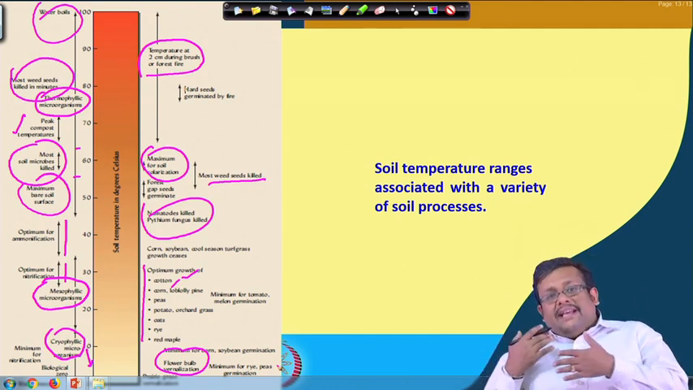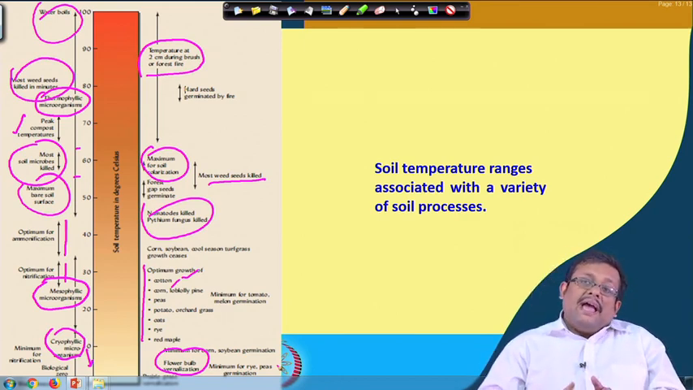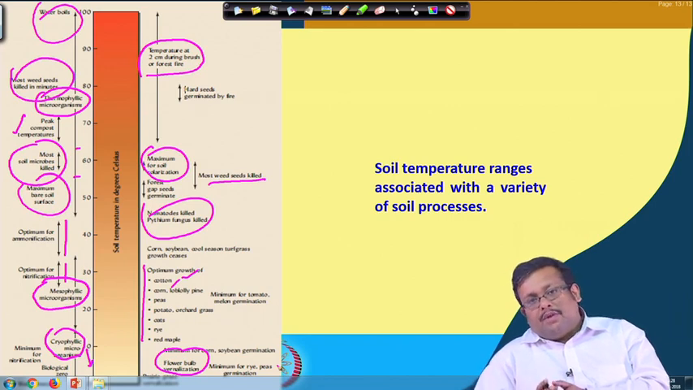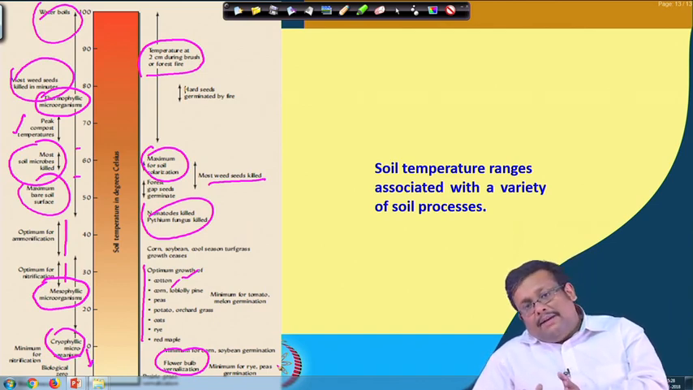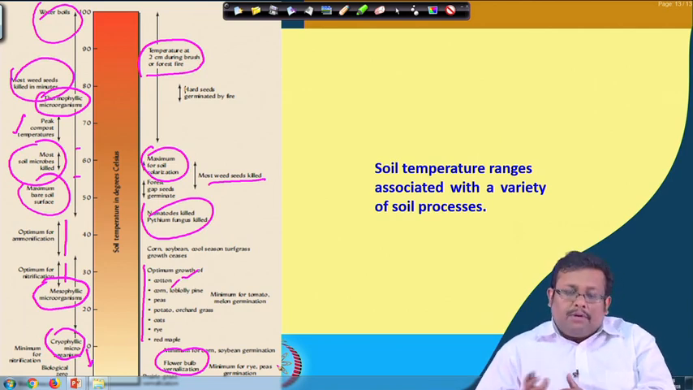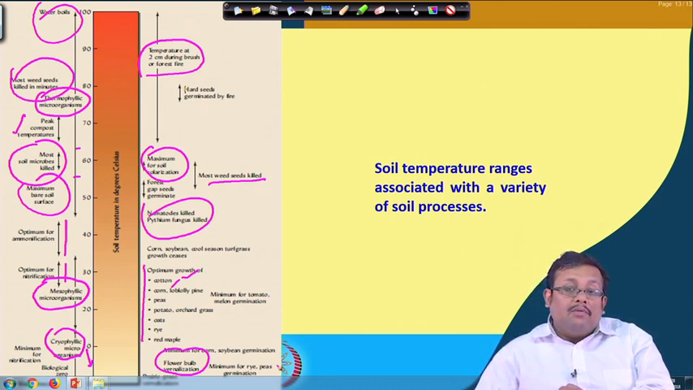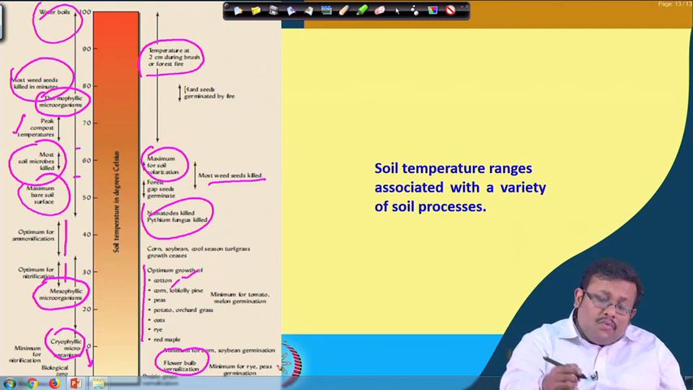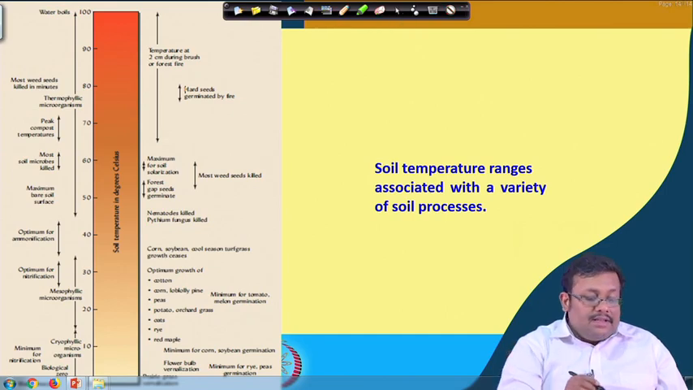So you see that soil temperature is very critical, not only for the growth of the crop, but also for the growth of the microorganisms and their different nutrient transformation processes, because all those nutrient transformation processes depend on microbial activity. If the microbial activity is low at a certain temperature, obviously all the microbial-mediated nutrient transformation processes also have their rate lowered. So this is a very important slide. Please remember these temperature ranges, and we'll discuss different implications of the soil temperature ranges in coming lectures. I hope this slide is informative to you.